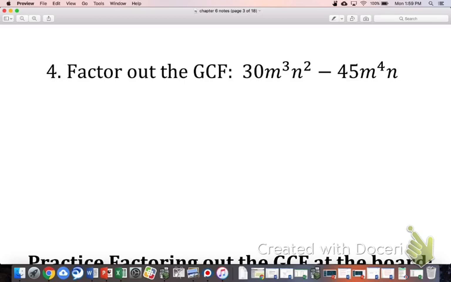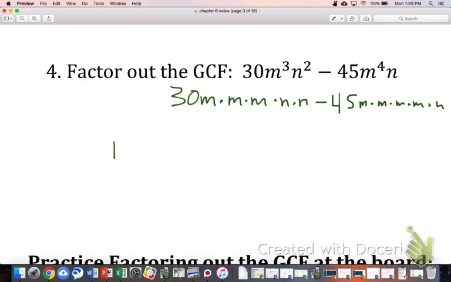So, couldn't I write this? This is the slow way. Couldn't I write m cubed like that? Yes. And couldn't I write n squared like this? Yes. And then m to the fourth is really m times m times m times m. And then I've got one more little n right there. So you guys have already decided that the greatest common factor between 30 and 45 is 15. So we've written that here.